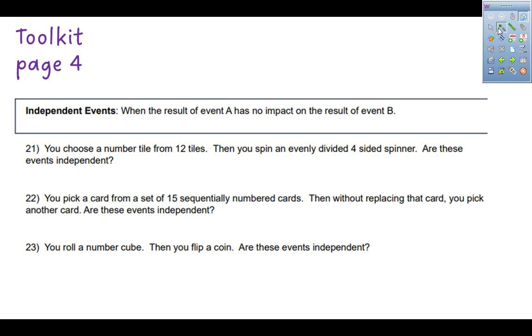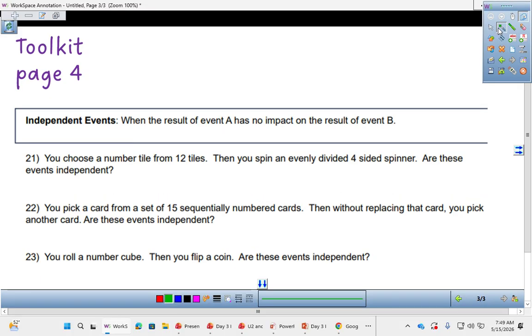Independent events. When the result of the first event has no impact on the result of the second event. Okay? Independent. This one doesn't need this one. All right? So the first example says, you choose a number tile from 12 tiles, then you spin an evenly divided spinner. Are these independent? So let's think about the first event.